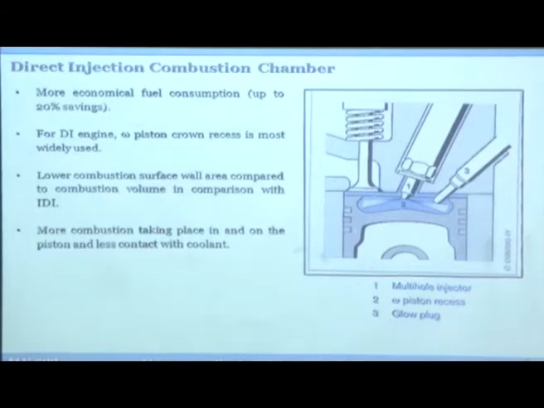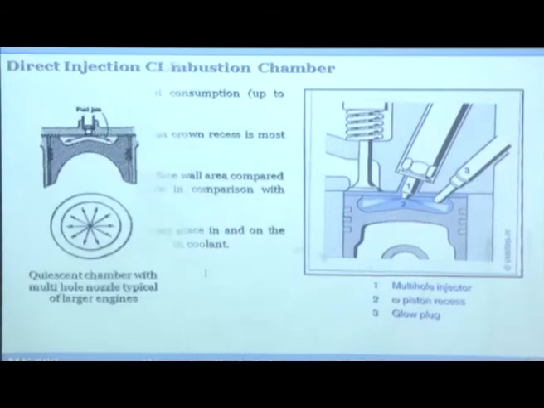Therefore the heat losses from this will be lower as well. More combustion takes place in and on the piston and there is less contact with the coolant. So when the fuel is injected, the combustion will take place here in this zone. Coolant is on this side. So you have very little heat exchange with the coolant, and therefore the efficiency of the engine will be relatively higher in this case.